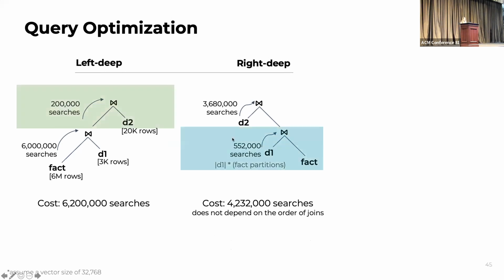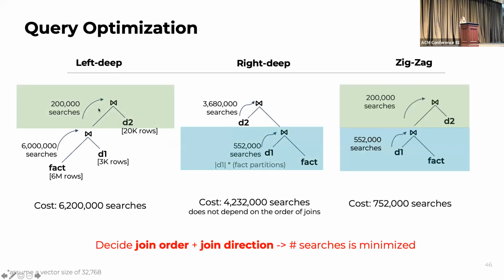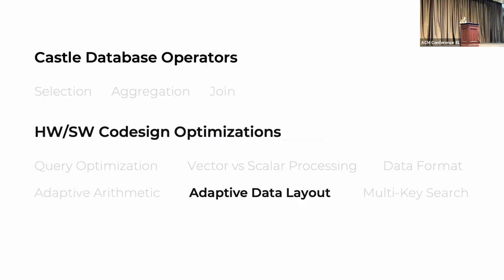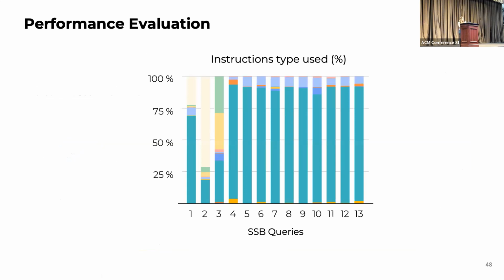But actually, we can do better, right? For the first join, we would like to probe from the dimension side, but in the second join, we would like to swap the side, right? So what we do is this zigzag plan where we swap the probe side on the fly, and we can do that by utilizing these associative processors. The second optimization is a hardware optimization.